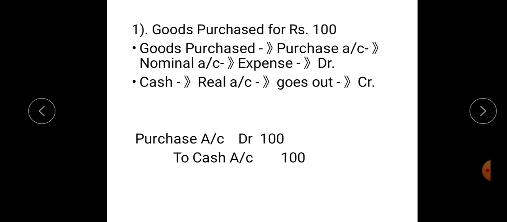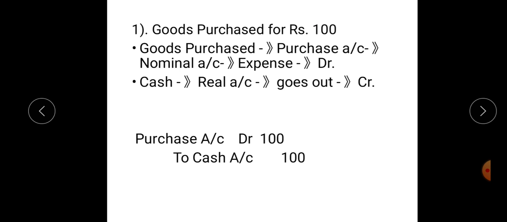Like here it is written only goods purchased for rupees 100. It is not written from whom we have purchased, how we have purchased. So we will treat it as a cash transaction. This is how we have used the other account, that is cash account.